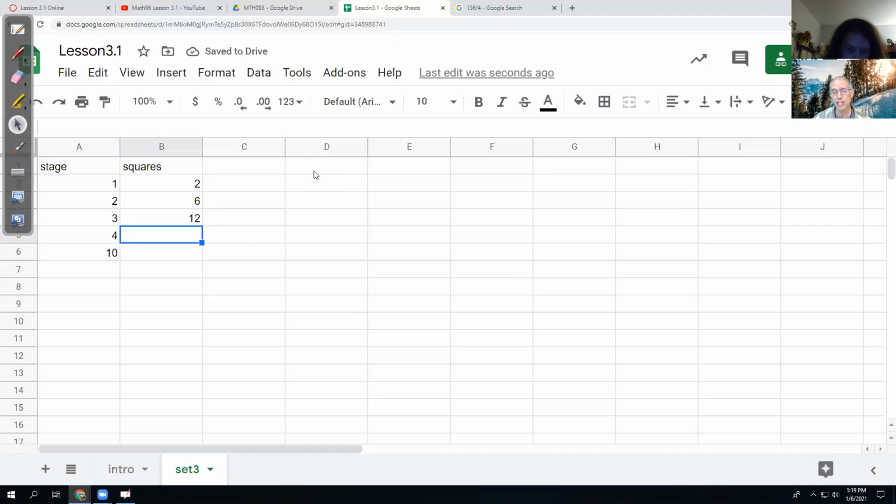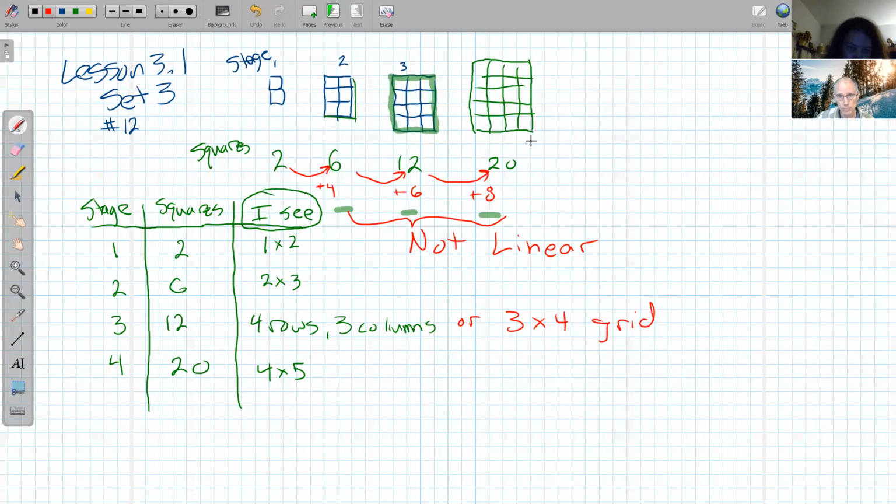And we calculated that by doing a multiplication because we expected to see a 4 by 5 grid, right? So based on what we saw here, this was a 1 by 2 grid, this was a 2 by 3 grid, this was a 3 by 4 grid, this one is a 4 by 5 grid. And in my head, I thought, okay, 4 times 5 is 20. So I'm going to actually have the spreadsheet do that for me.